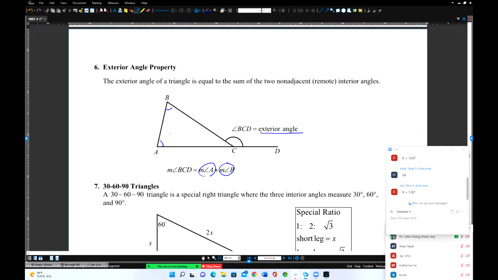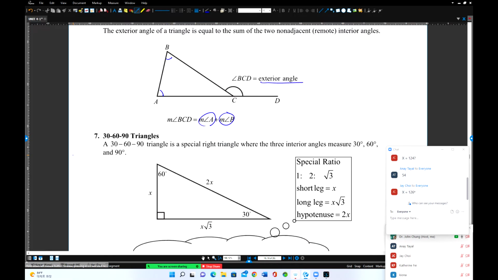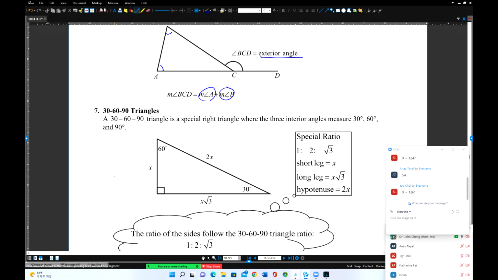Okay? Another one is the 30-60-90. This is called a special right triangle. This is very important. Special right triangle: 30 degree, 60 degree, 90 degree. When you have a special right triangle, there's a special ratio of sides. There are three sides, and there's a special ratio between them. If the hypotenuse is 2x, I'm going to write this one, the length of the hypotenuse is 2x.